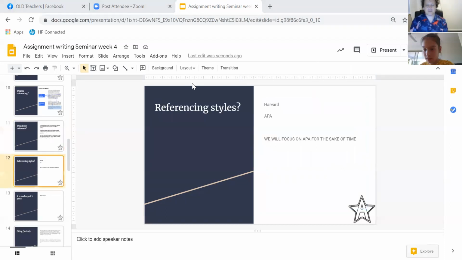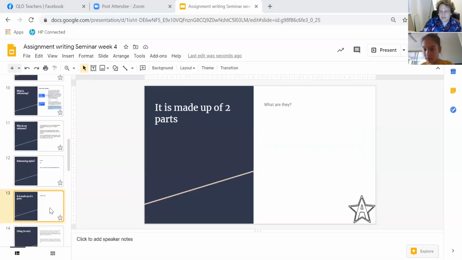So I'm just going to focus on APA. So two referencing styles, Harvard and APA. Does anyone use either of these? So Harvard. APA is the American Psychological Association. I think they're up to the 7th edition now. When I was at uni, it was 4th or 5th. And I'll use APA because the last course I taught was APA.